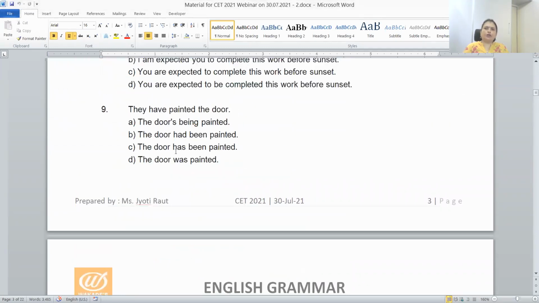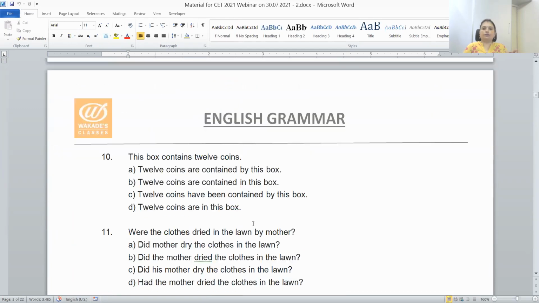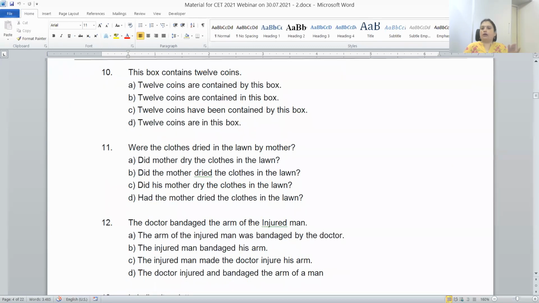They have painted the door. So the correct option was the door has been painted. Gargi, yes, you are asking me by them. Gargi, even if you write by them, it will be accepted as the right answer. And even if you don't write, it is assumed. By them is assumed. So there is no compulsion there. Okay? I hope I've cleared you down. Gargi? Chalo. We were on number 10.